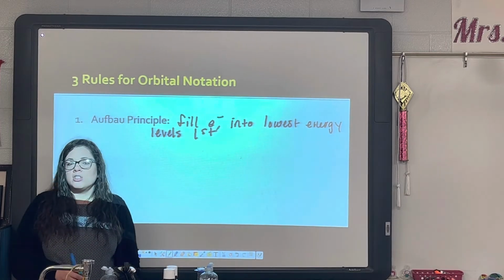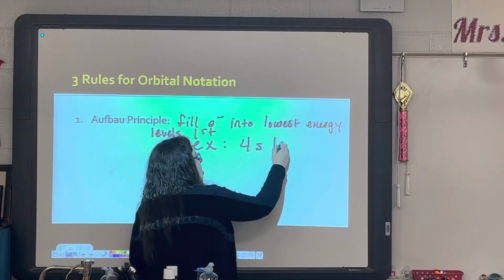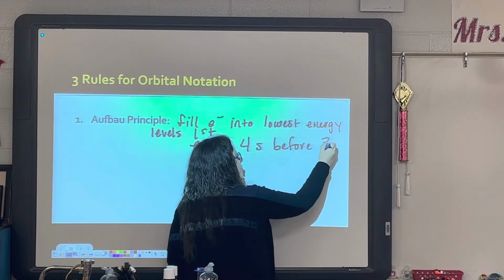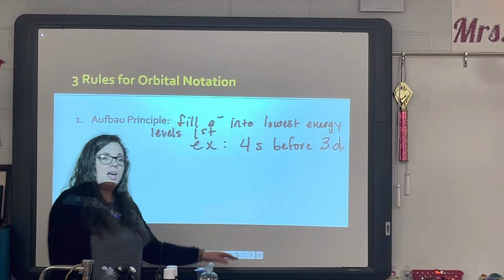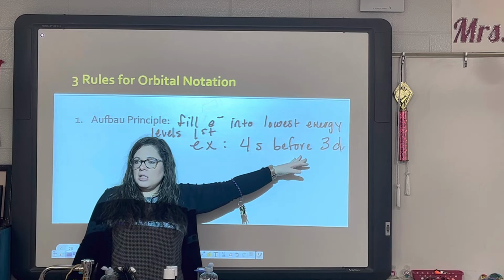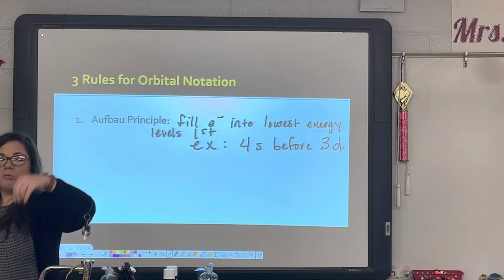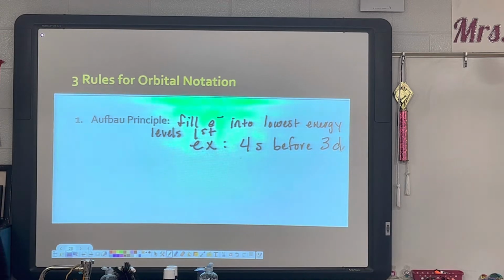Now this also explains why we do the 4s before 3d. That's because our 4s orbital is lower in energy than our 3d. So that's why we're going to have to do 4s before 3d, which is why our d block is shifted down a number. It's higher in energy. Okay? So that's the Aufbau principle.